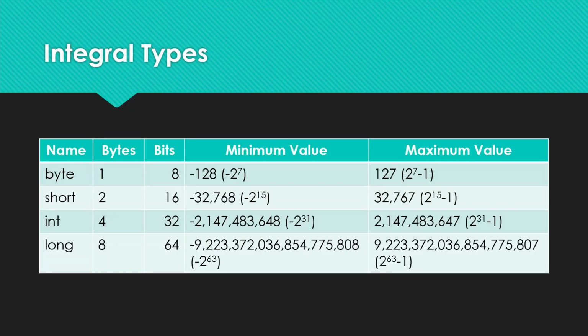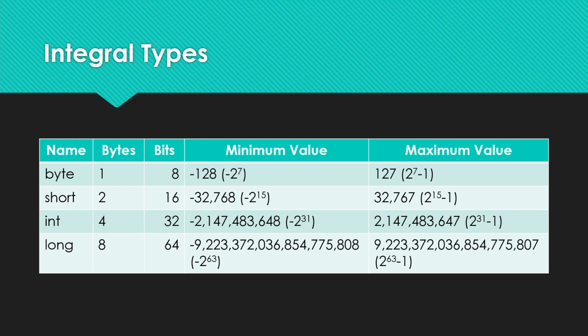Our 4 types are byte, which is the smallest. It takes up only 1 byte, which is the same as 8 bits of memory. So its minimum value is negative 128, and the maximum value is positive 127. And that's actually based on 2 to the 7th because we have 8 bits. Shorts have a larger range, negative 32,768 to positive 32,767. You can see that that's related to 2 to the 15th, and that's because there are 16 bits.